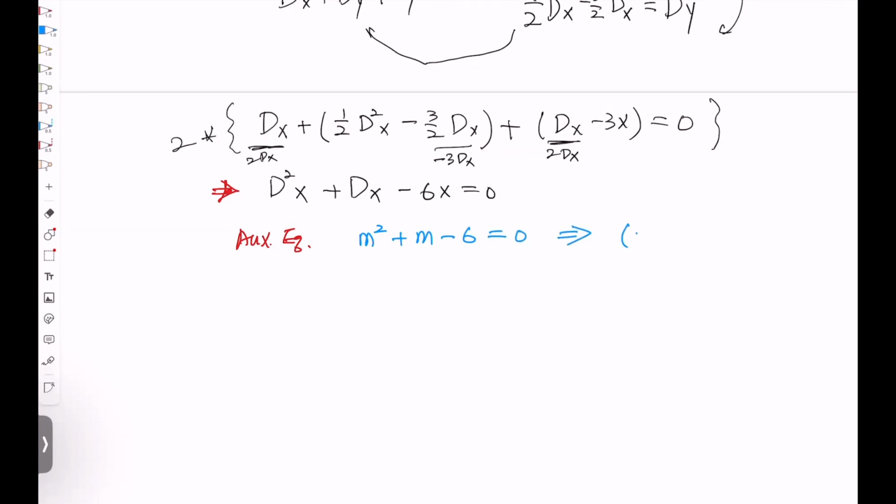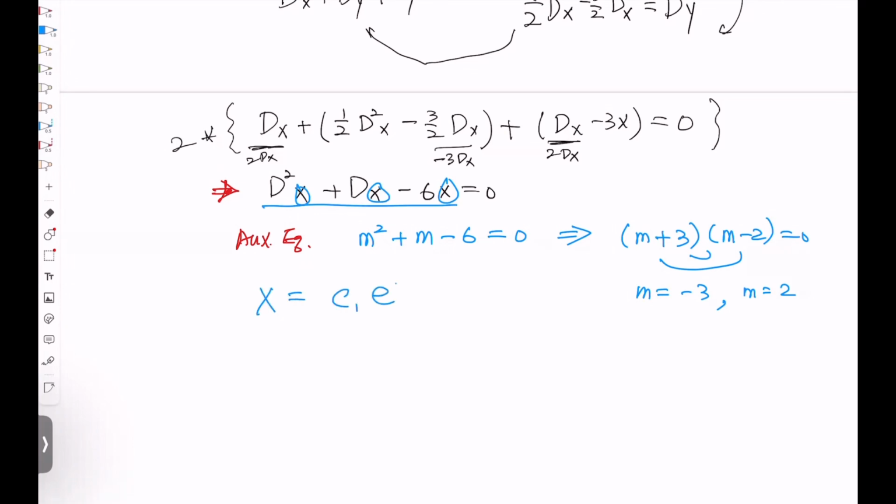It's a homogeneous equation. Now the auxiliary equation from here is m squared plus m minus 6 equals 0. We have m plus 3 times m minus 2 equals 0, so m equals negative 3 and m equals 2. This is for the x terms. So x equals c1 e to the negative 3t plus c2 e to the positive 2t.